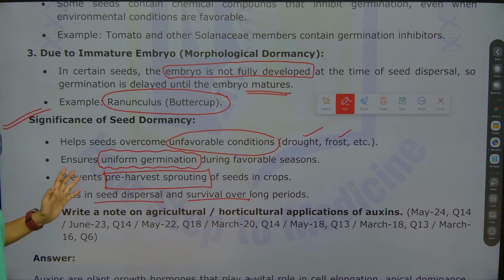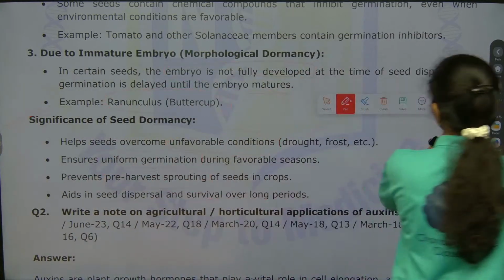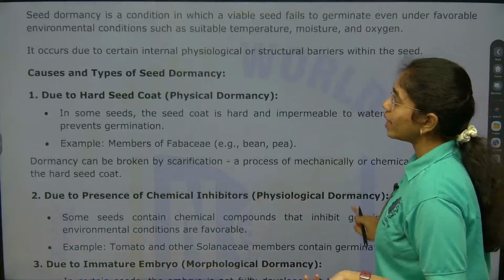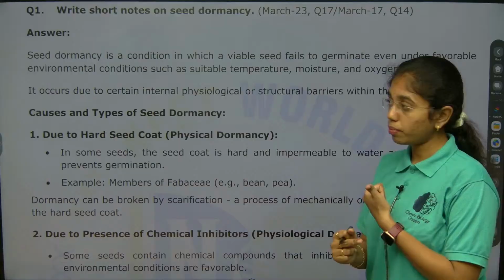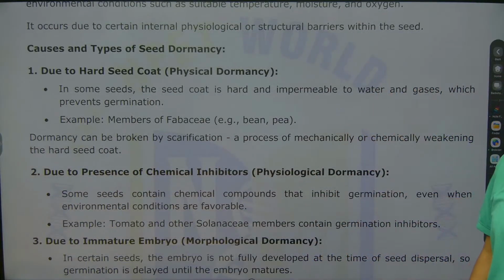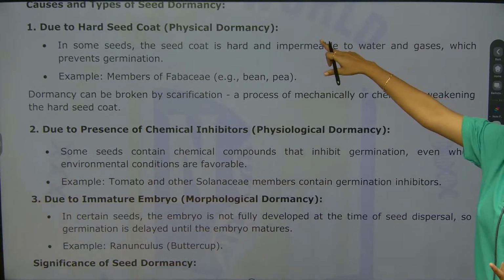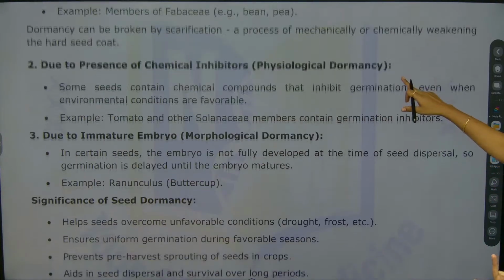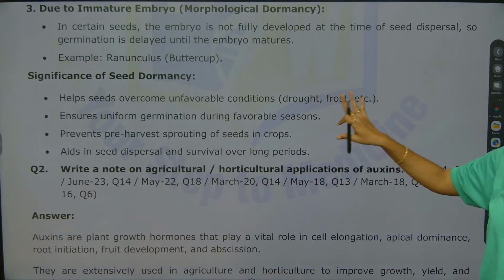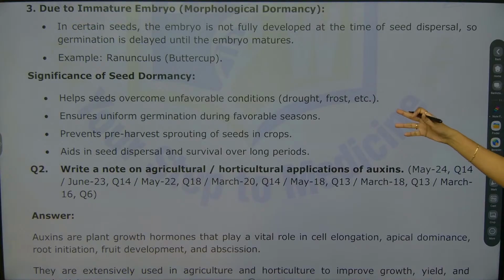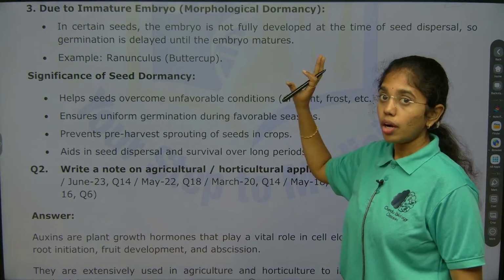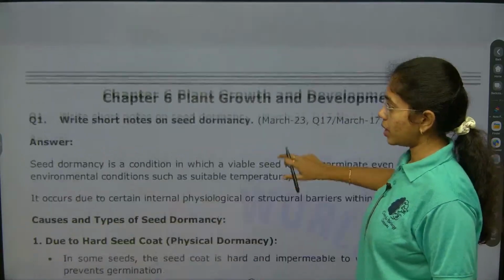Clear till here? So, how you have to explain if a short answer type of question comes on seed dormancy? First give the proper definition of seed dormancy and then explain the types and causes of seed dormancy. It can be due to physical dormancy, physiological dormancy or morphological dormancy. Lastly, give the significance of seed dormancy. That's it. This is how you have to present the short answer on seed dormancy.